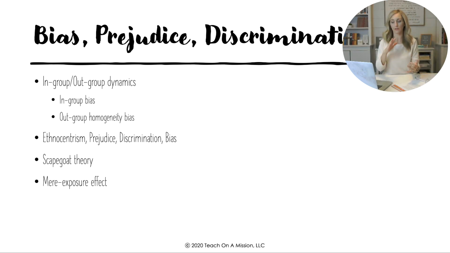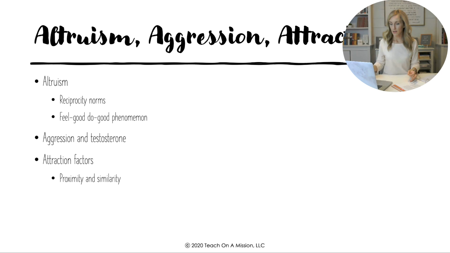And then make sure you understand ethnocentrism, prejudice, discrimination, bias, how they all influence how we essentially treat people who might be different from us. And then scapegoat theory, finding someone to blame, often based on your prejudices and discrimination. Mere exposure effect says that simply by being around someone will increase your affinity to them. Mere exposure effect.